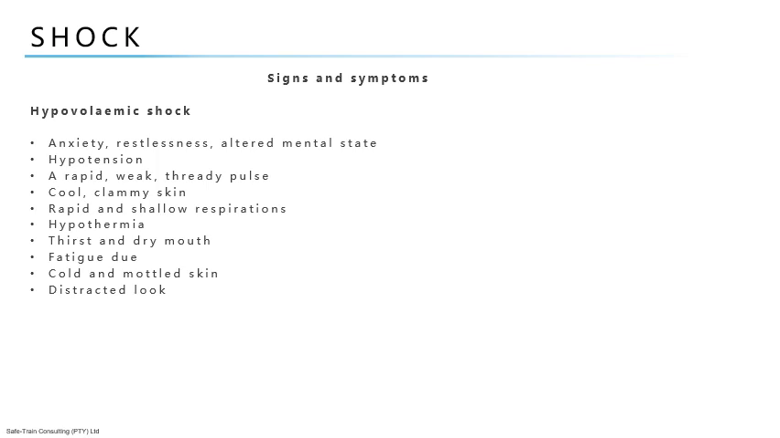Signs and symptoms of hypovolemic shock. Anxiety, restlessness, altered mental state, due to decreased cerebral perfusion and subsequent hypoxia. Hypotension, due to decrease in circulatory volume. A rapid, weak, thready pulse, due to decreased blood flow. Cool, clammy skin. Rapid and shallow respirations, due to sympathetic nervous system stimulation and acidosis. Hypothermia, due to decreased perfusion and evaporation of sweat.